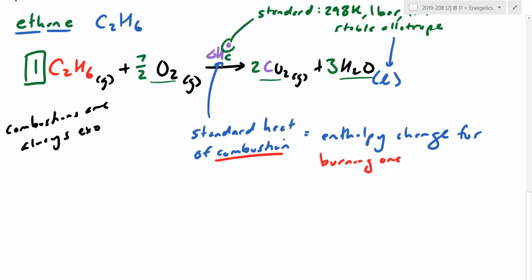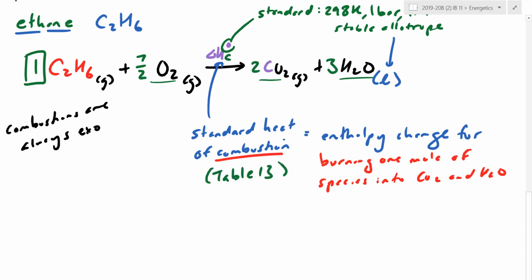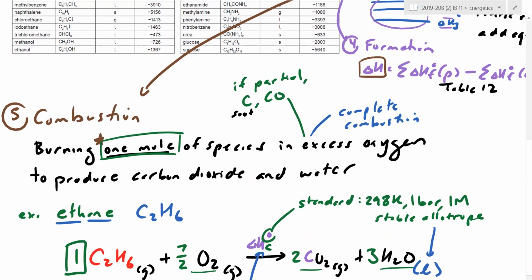Burning 1 mole of your species into CO2 and water, right? So we are looking at the enthalpy change here, just like with the formation tables from yesterday. That was on table number 12. These combustion values are on table number 13. So let's just pull up to that for a second here.